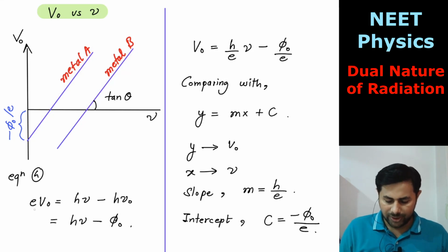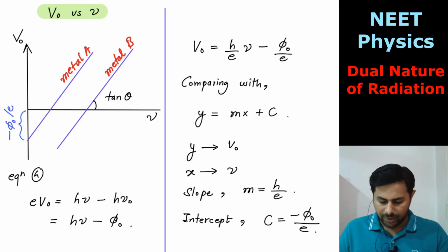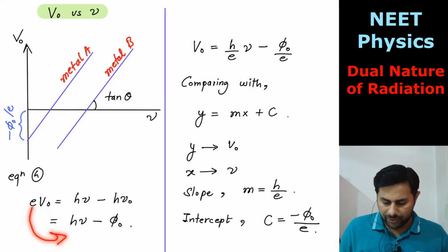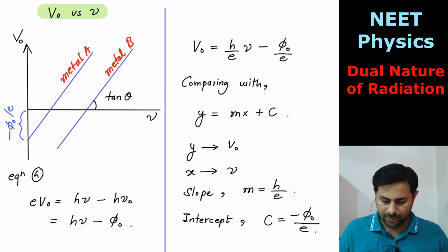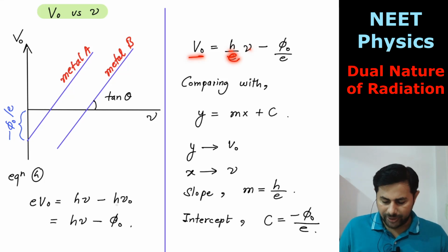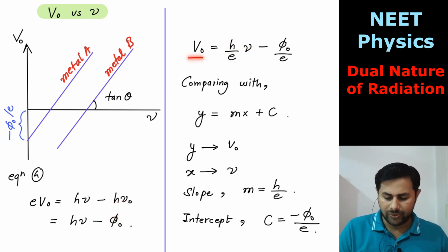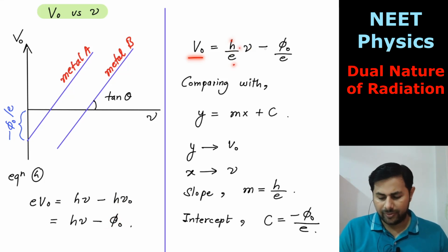See, you have this equation: eV naught is equal to h nu minus h nu 0. This is Einstein's photoelectric equation. You can move e to the other side, and you will get V naught is equal to h nu divided by e. And what is h nu naught? It is phi naught. So V naught is equal to h nu by e minus phi naught by e.